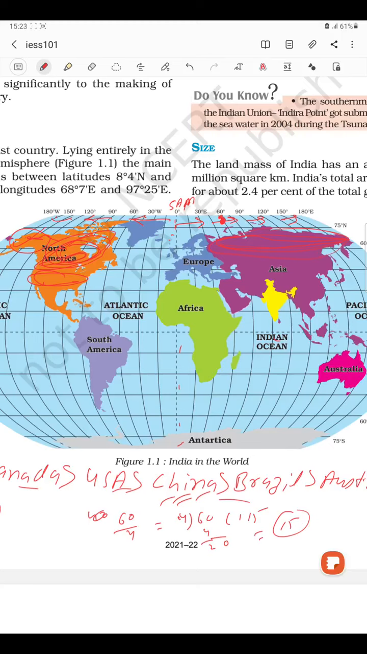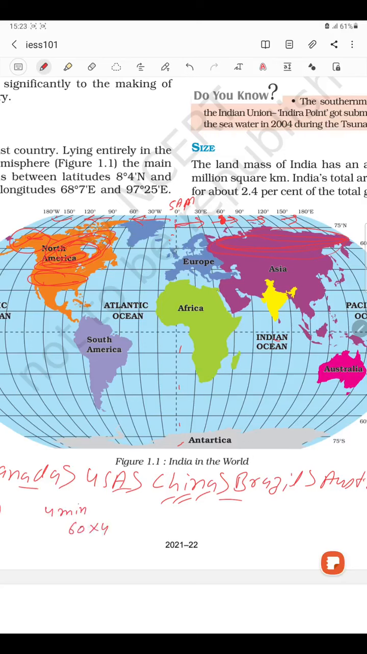Sorry, here we are not dividing. Listen, we are moving from one meridian to another meridian. We are taking 4 minutes per degree. So we will move from 0 to 60 degrees. That means how much time will it take?